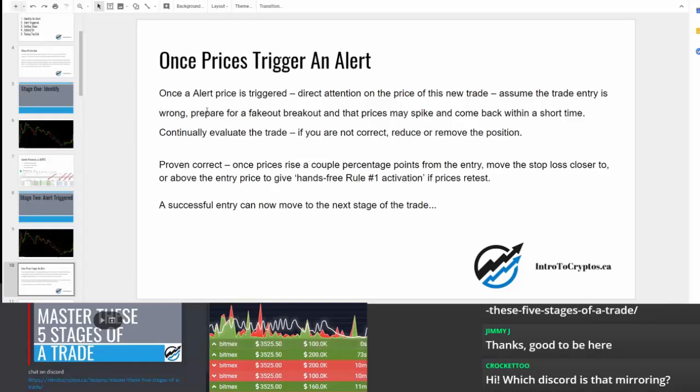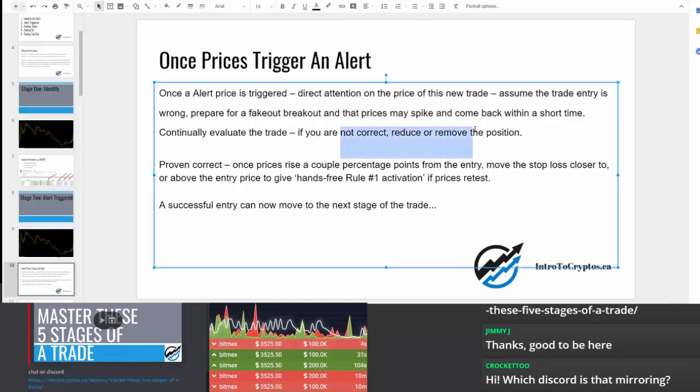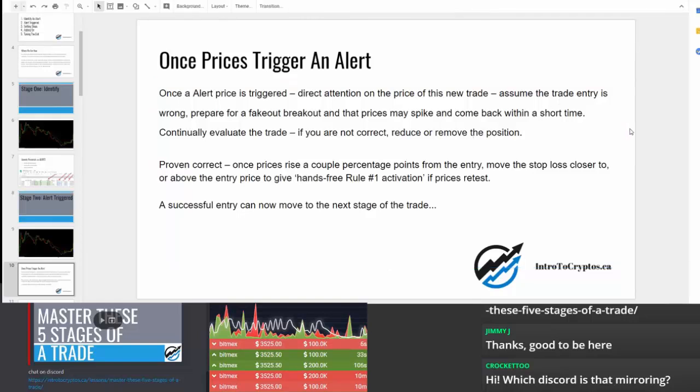We have to assume that there is going to be a fake out breakout. We have to know that prices may spike initially away from our initial entry, but they may come back within a short time, within a day, within the 10 hours. And we have to be watching for that occurrence. If it happens, then we know that we have to initiate rule number 1 and get out. At the beginning of a trade, we have to continually reevaluate the trade. And if we are not correct, then we're going to reduce or remove the position. And this is our mission right at the beginning, is to cut those losses.